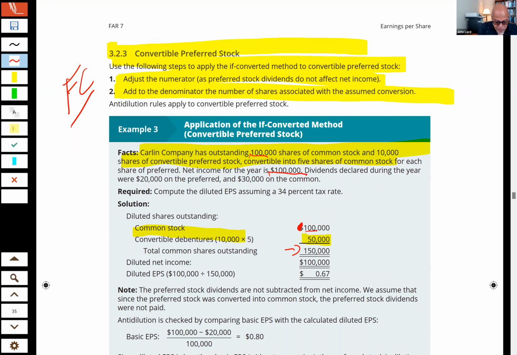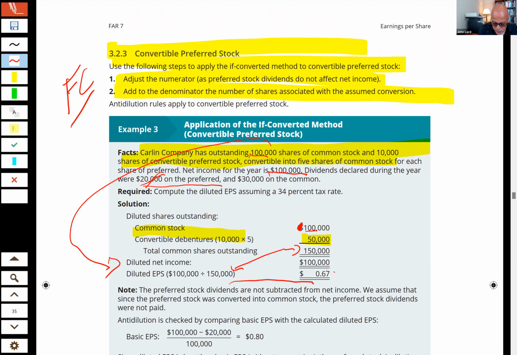And notice they give me the dividends declared on the preferred stock of 20,000. I do not care. I just simply want to take the 100,000 of net income, because if you get rid of those preferred shares and convert them into common, there is no preferred dividend. You divide that by the 150,000 shares now, and that gives me what?